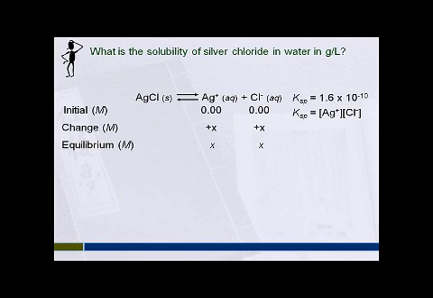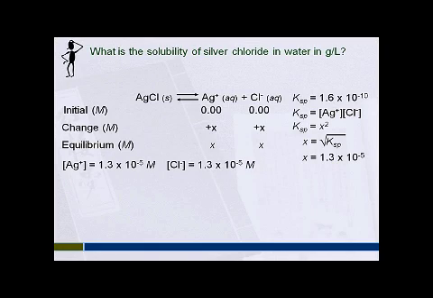The Ksp expression is [Ag+][Cl-]. It's x times x, or x squared. x therefore equals the square root of the Ksp, which happens to be 1.3 times 10 to the minus 5. What that means is that the concentration of the silver ion and the chloride ion is both 1.3 times 10 to the minus 5 molar.